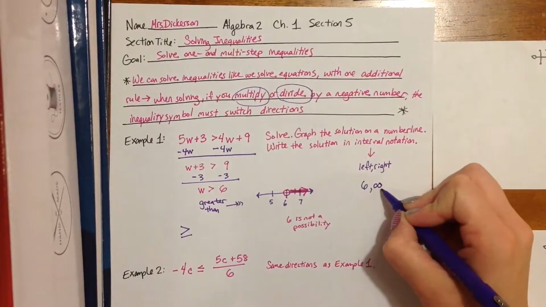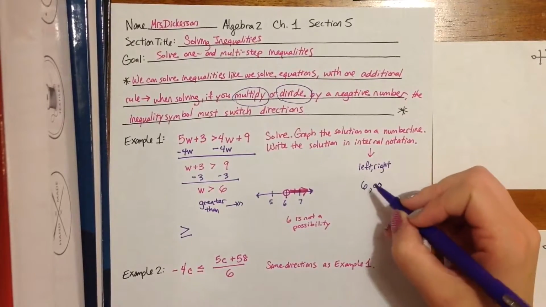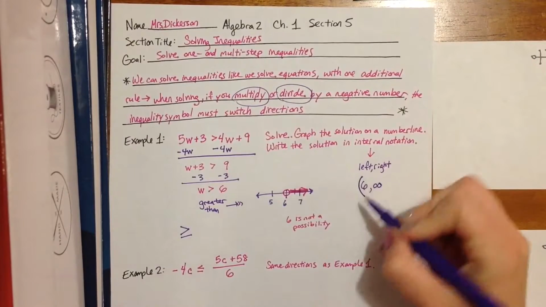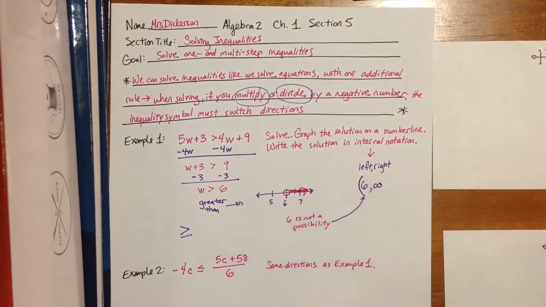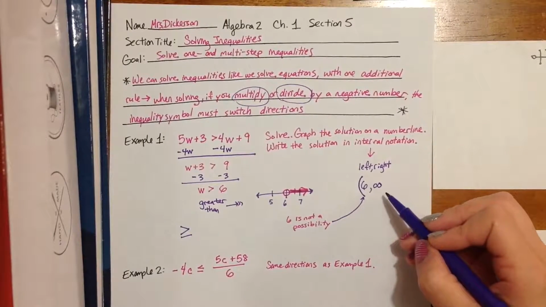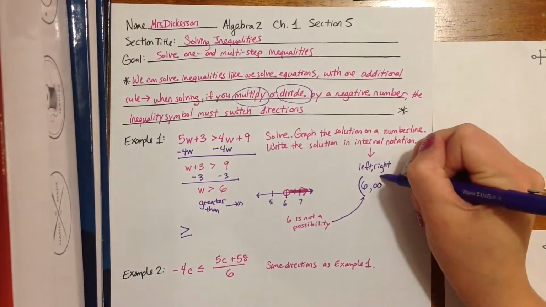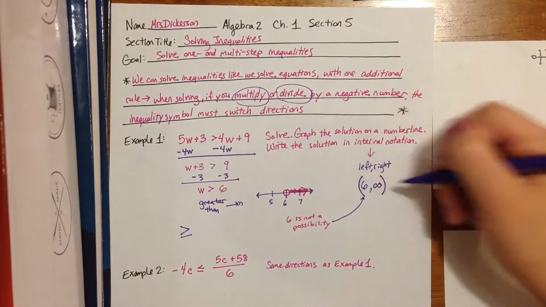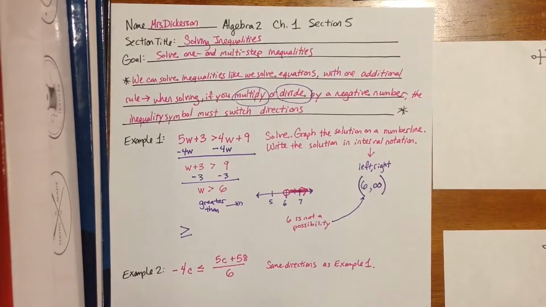Now, we don't just leave it like that. We have to sort of enclose it in something. Because it is greater than 6, but 6 is not a possibility, we're going to put a parenthesis there. 6 is not an answer. Because infinity is more of a concept than an actual number, we're also going to put a parenthesis on that one. So this is our interval notation for this inequality.